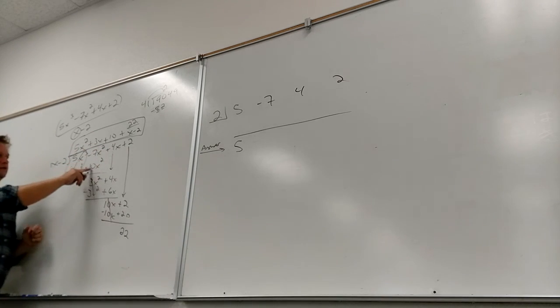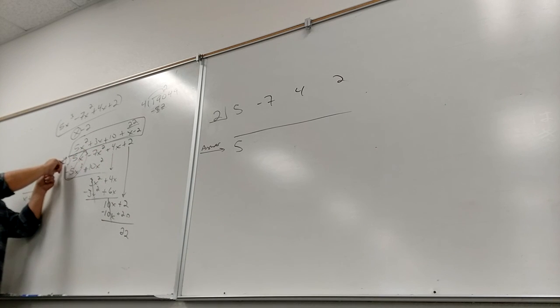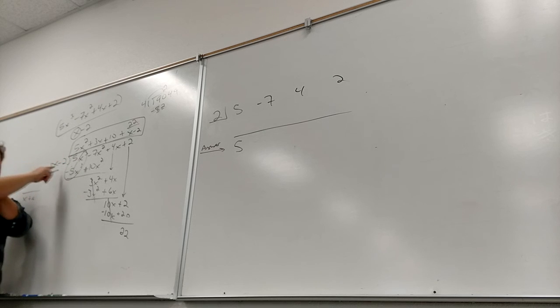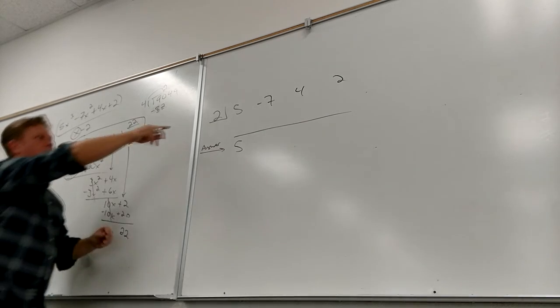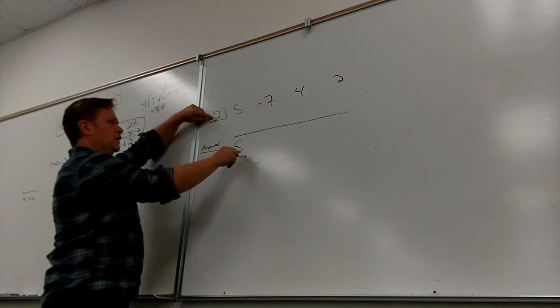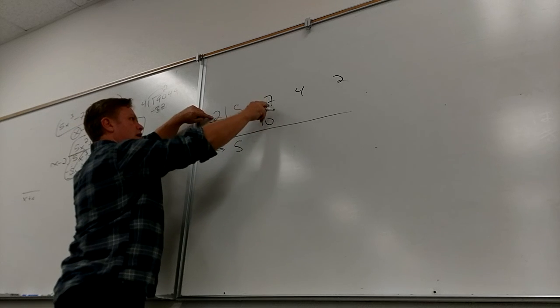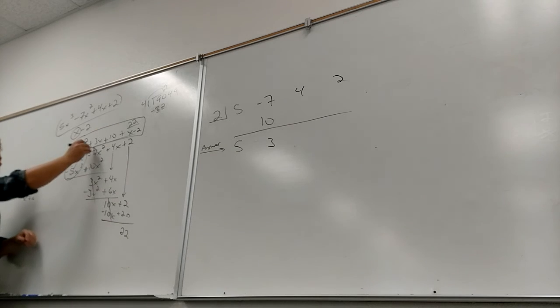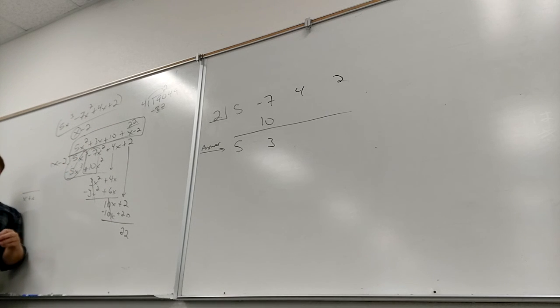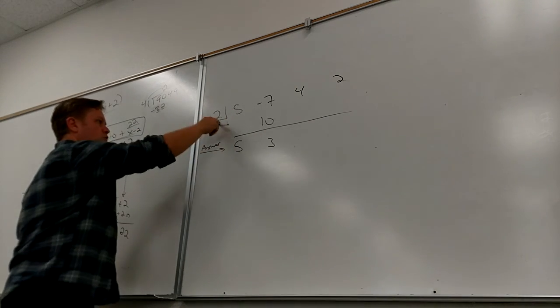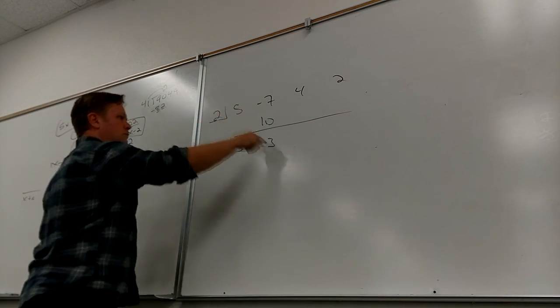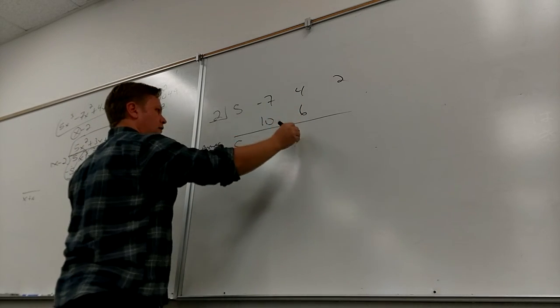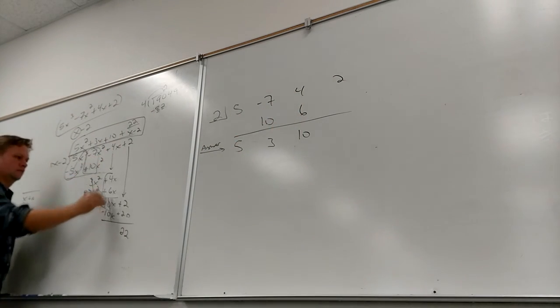Now, what did we do to get this 10? We did 2 times 5, right? We did negative 2, but we're going to change the sign. So you bring this down. 2 times 5 is 10. Negative 7 plus 10 is 3. Do you see how that's the step? So then you keep doing that. This guy comes down and gets us started. 2 times 5, 10. Add. 2 times 3 is 6. Add. That's this.